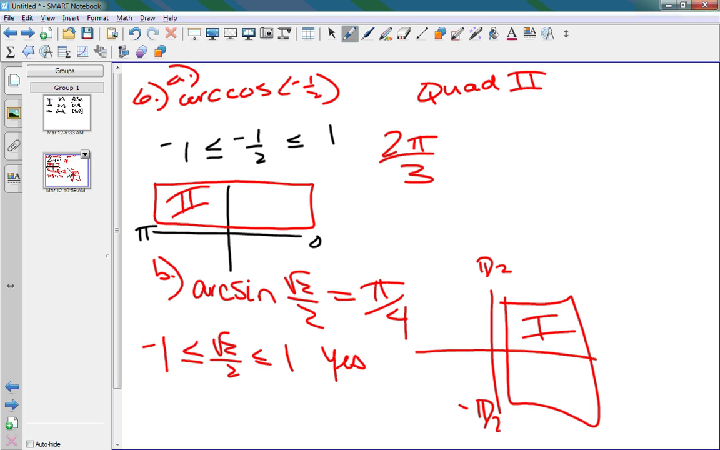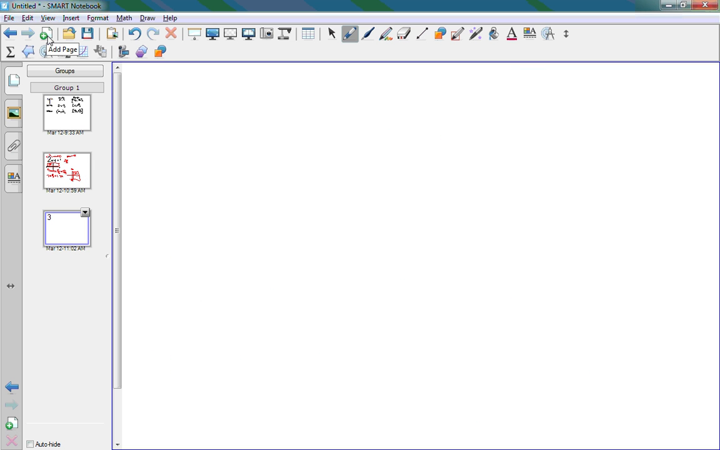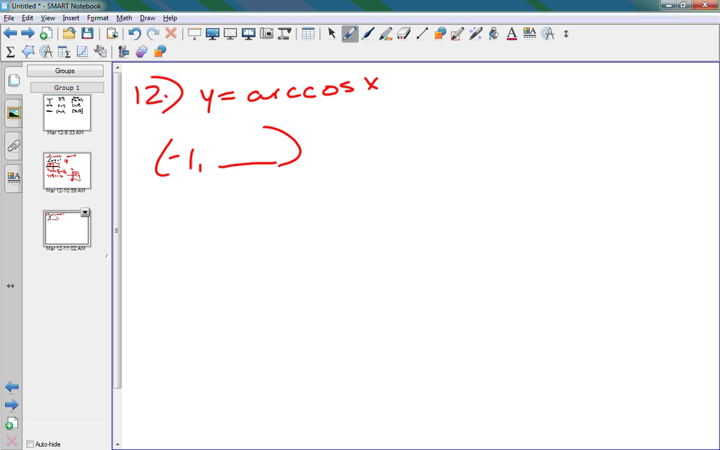Number 12. How many of you struggle with 12? 12 is not as hard as what you think it is. First of all, they give you this graph. Who cares? What do I need out of that graph? It tells me that I'm graphing the arc cosine of x. And then it gives me 3 ordered pairs. So what's the first ordered pair? -1, and then I don't know. What's the next one? And I don't know. And what's the last one? You don't know, and then pi/6.